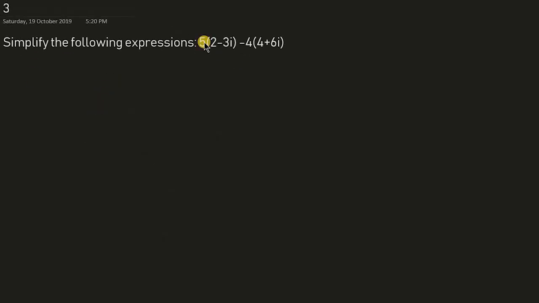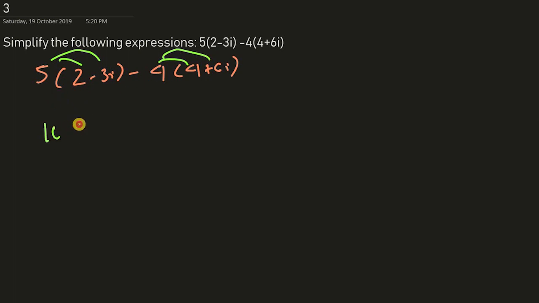Alright? Next problem. Simplify the following expression. Ito, simplify daw natin to. Okay, so that's 5 times 2 minus 3i minus 4 times 4 plus 6i. So what we need first to do is to distribute natin yung mga terms na nasa outside ng parenthesis sa loob. Okay, distribute natin yan. 5 times 2 is 10. 5 times 3i is negative 15i minus, let's do parenthesis, 4 times 4 is 16. 4 times 6 is positive 24i.